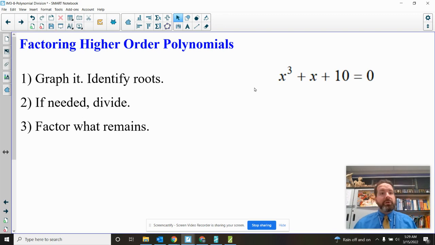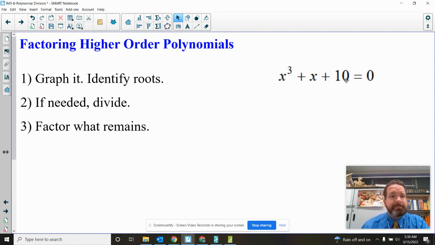Here's how. We're going to first take advantage of our graphing technology and see if there are any roots that are easy to find. So take this. Now notice this one says equals 0 at the end. You may sometimes see it without anything, like it could be just x cubed plus x plus 10. Or you might see it with an equals 0, or you might see y equals this, or f of x equals this. In all of those cases, the procedure is the same.